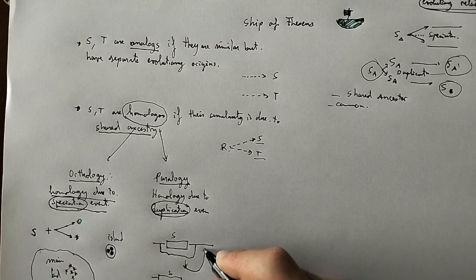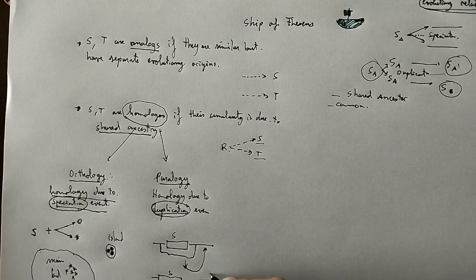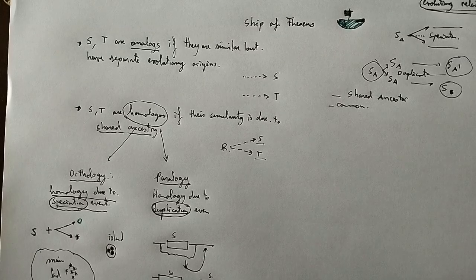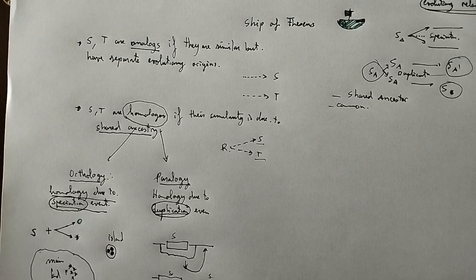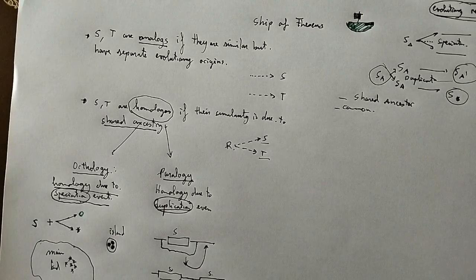And let's imagine that the insertion is made here. So now we have a copy of S here. And after some generations, some period of time, the 2 copies of S will accumulate mutations, and we will end up with S prime and S second. Okay. So this will be the duplication event.